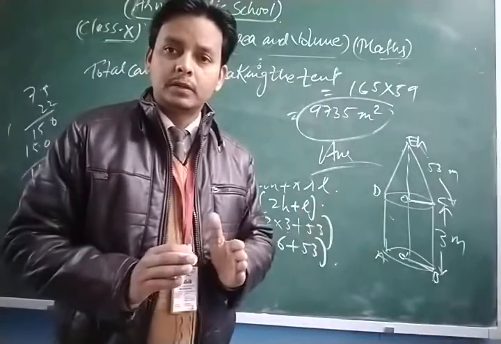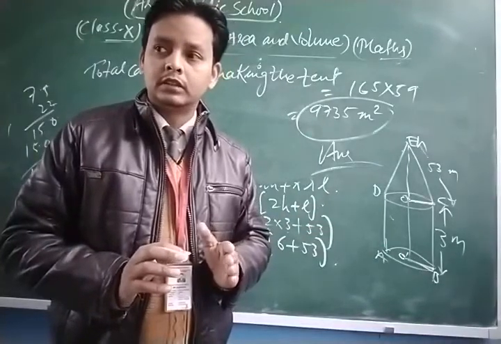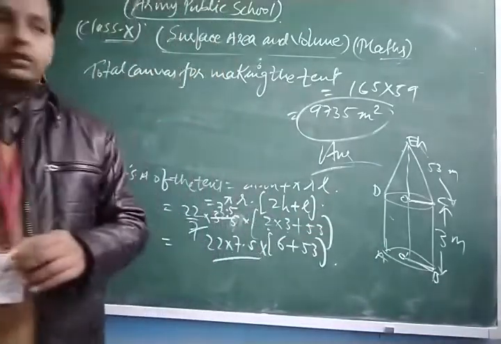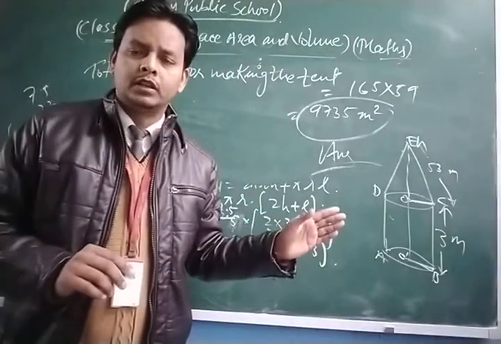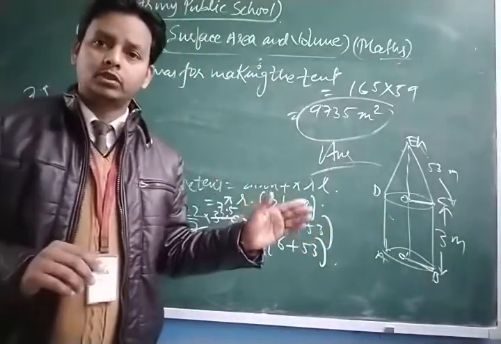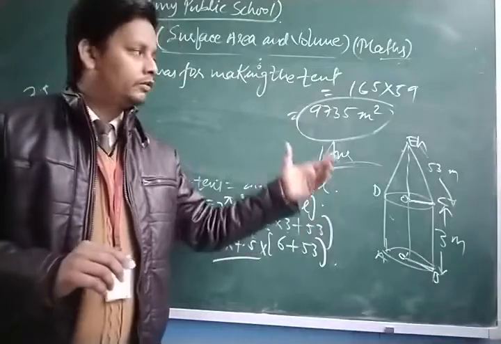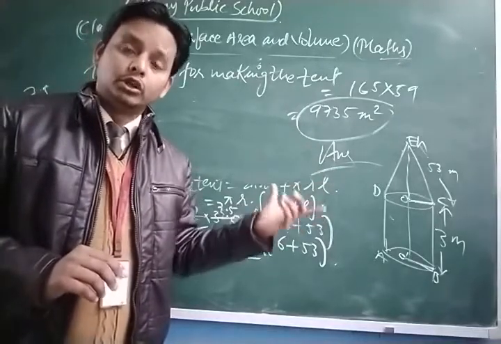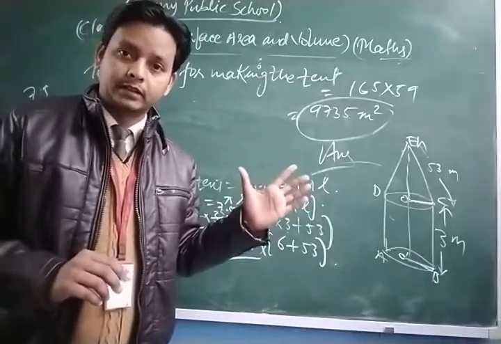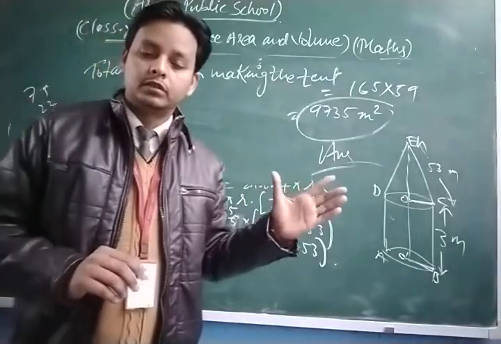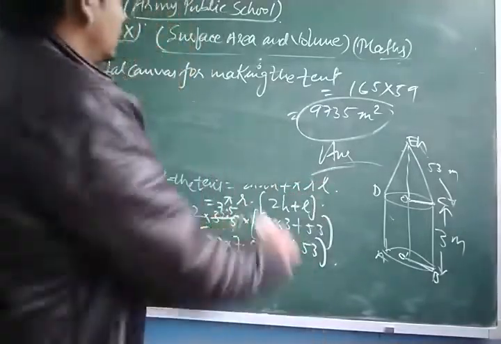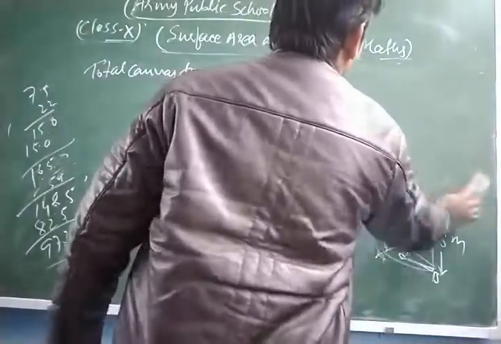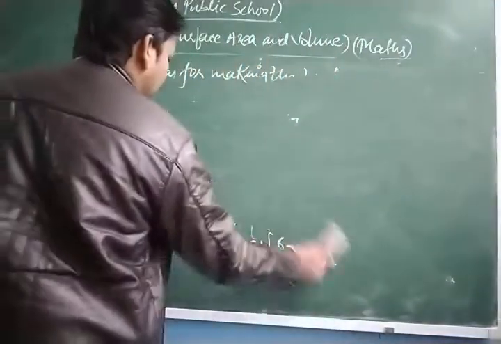So we just add the curved surface areas of both the solids, and in this way we find the total surface area, meaning the total canvas used for making this tent. Now, please dear students, do more and more practice of this type of questions.